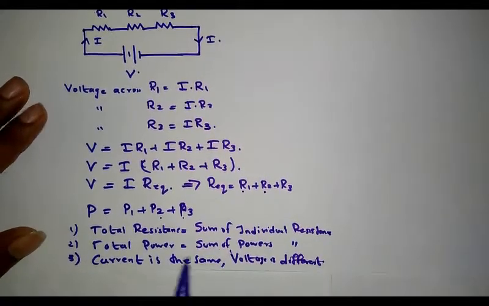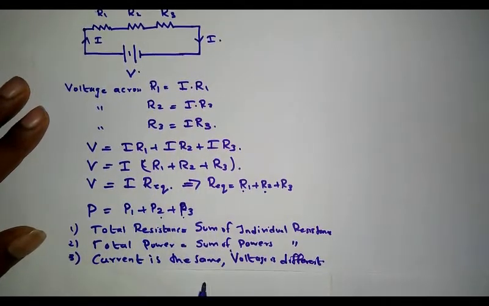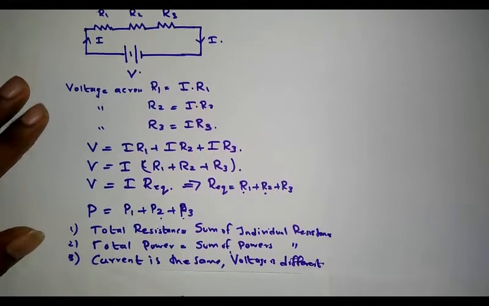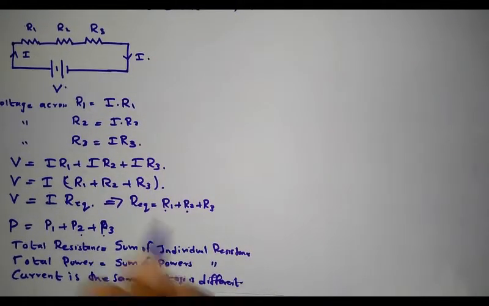That is, total resistance is equal to the sum of the resistors, with V equal to I into R equivalent. Total power is equal to the sum of the individual powers. Also, in a series circuit, the current flowing through all the resistors is the same, but the voltage across each resistor is different. That's all about a series circuit. Now, let us analyze the condition of a parallel circuit.